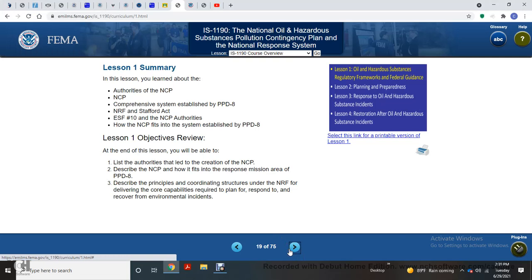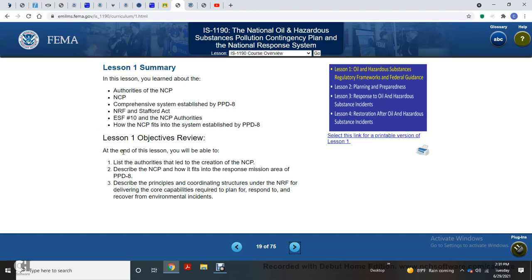Our Lesson 1 summary. In this lesson, you have learned the authority of the National Contingency Plan. The National Contingency Plan is a comprehensive system established by Presidential Policy Directive Number 8, the National Response Framework, the Stafford Act, and Emergency Support Function Number 10. You also learned how the National Contingency Plan fits in the system and establishes policy under Presidential Policy Directive Number 8.